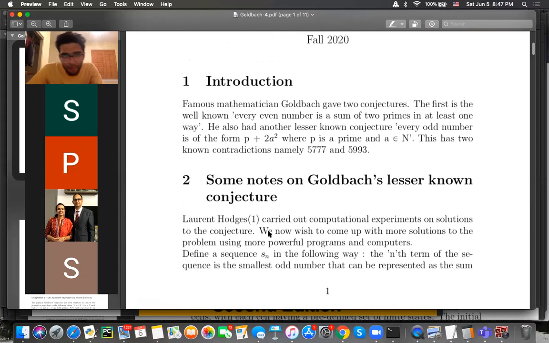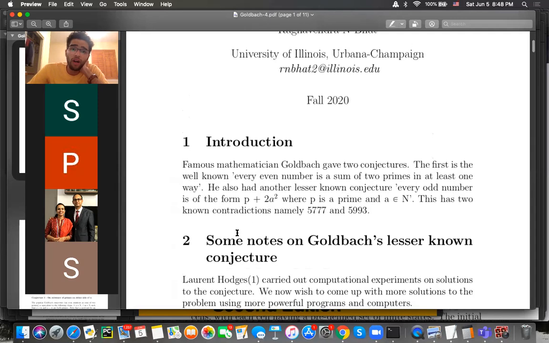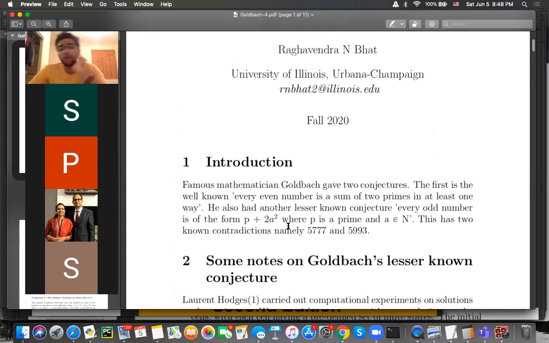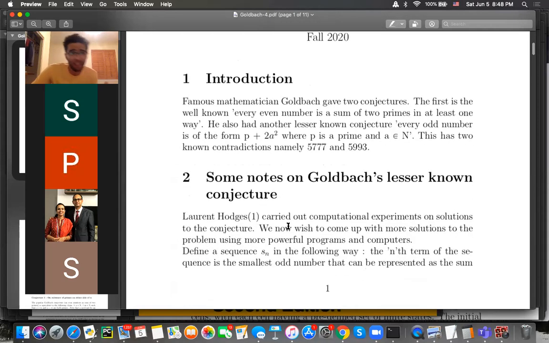Because what happened was this paper written by this mathematician was way back in the 90s, when I don't believe he had that many resources at his disposal or the computational speed to come up with a lot of examples. So I just wanted to try it on a modern machine and see if we could do a few things with the Goldbach conjecture. So what he did was that he worked on something called Goldbach's lesser known conjecture.